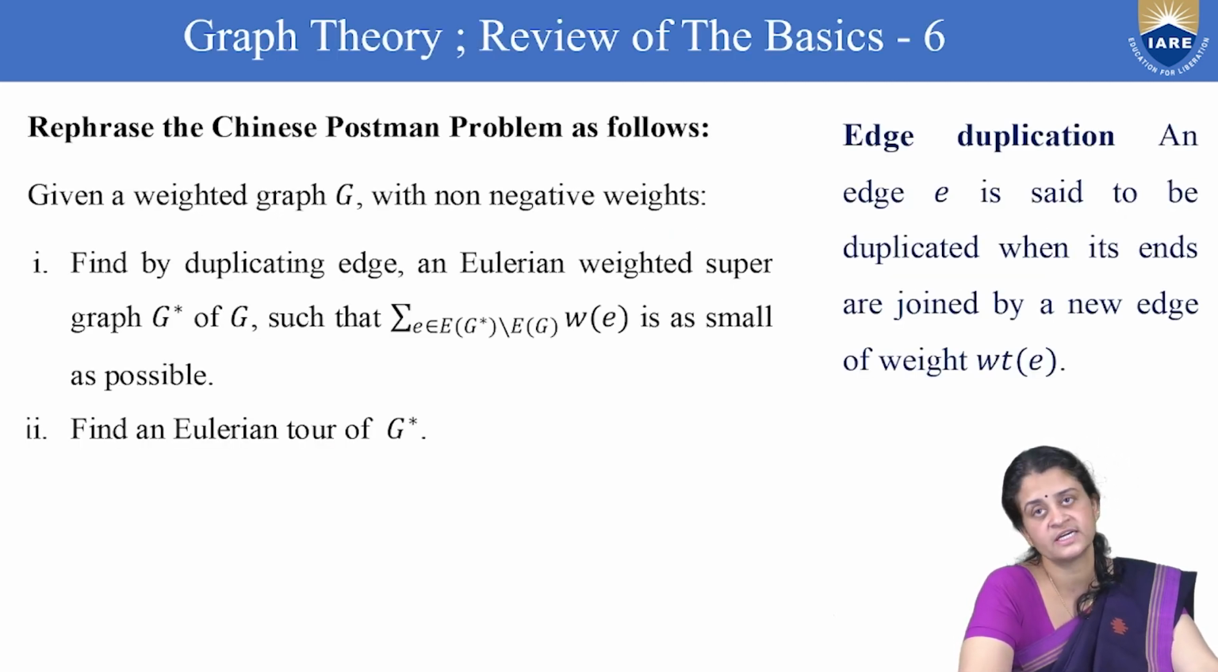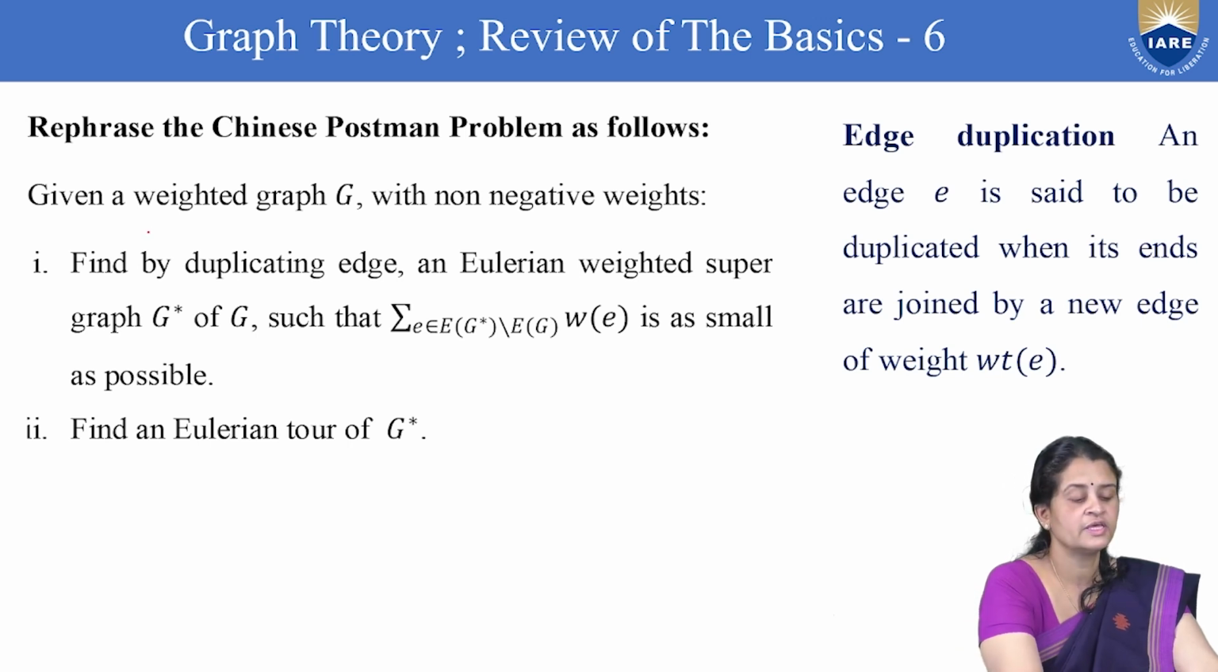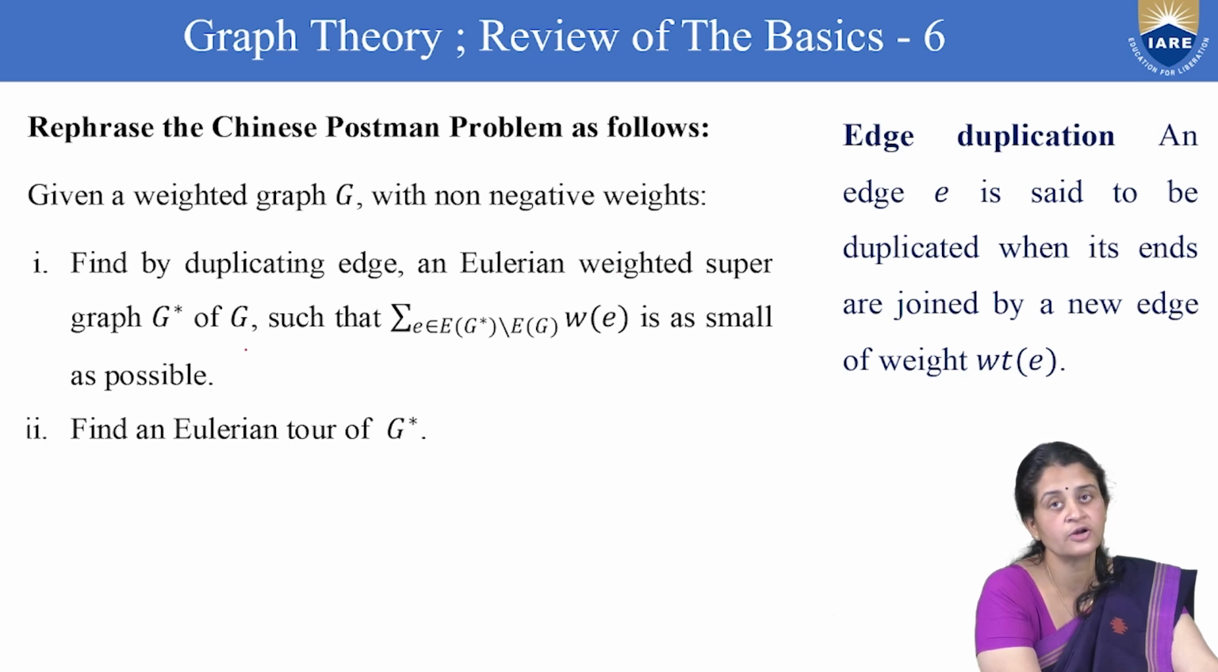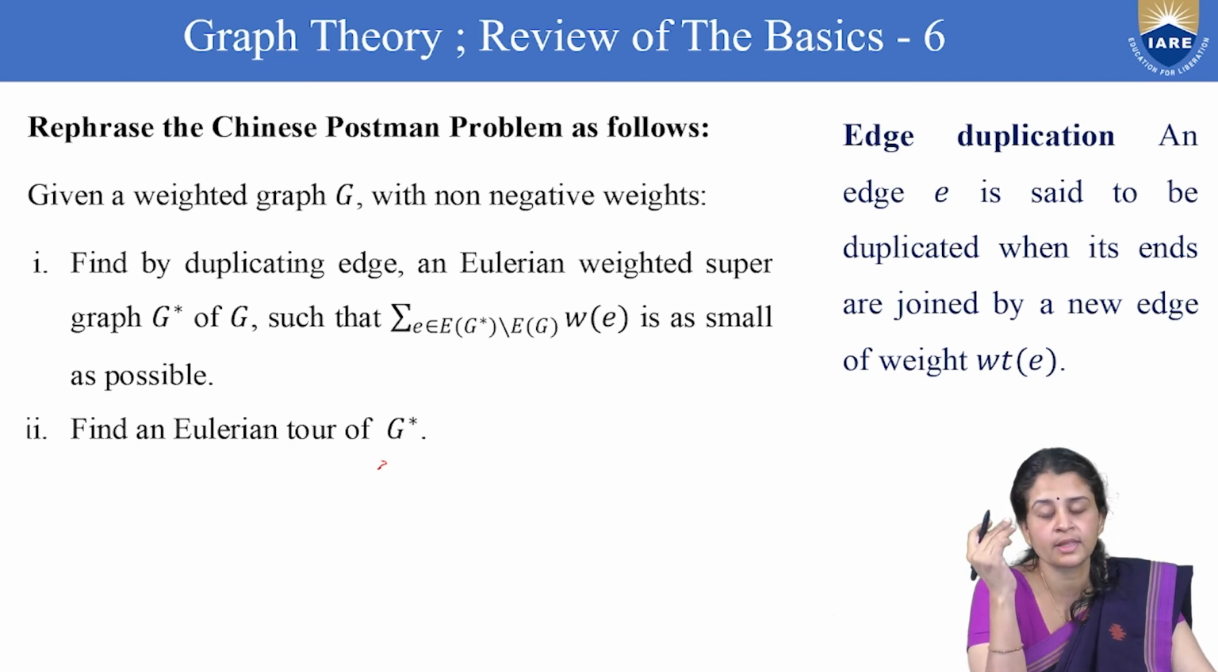Thus, we can rephrase the Chinese postman problem. Given a weighted graph with non-negative edge weights, by duplicating edges, an Eulerian weighted supergraph G star of G can be found, such that the total weight of the edges of G star which are not edges of G is as small as possible, and find an Euler tour of this G star. That is the rephrasing of the Chinese postman problem that we are finding.